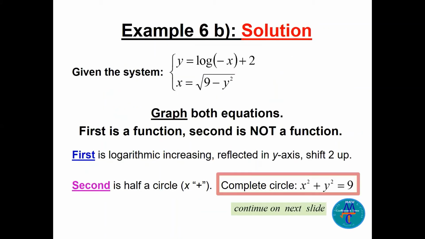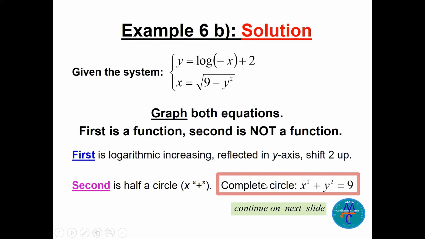B part here. The first one is a logarithmic function increasing because here the base is 10. If we don't see the base, that means it's 10. Reflected in the y-axis because we have a minus x and shifted up 2 units. This one is a little tricky here. X equals square root of 9 minus y squared. That's half a circle because x is equal to square root, which means x is positive.